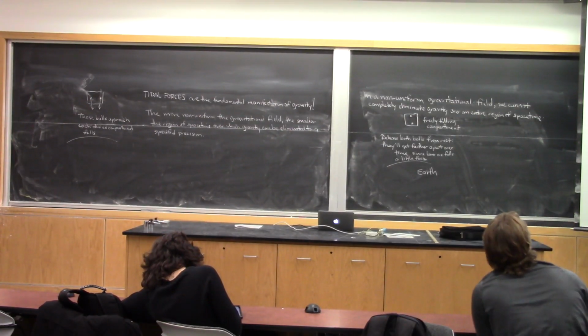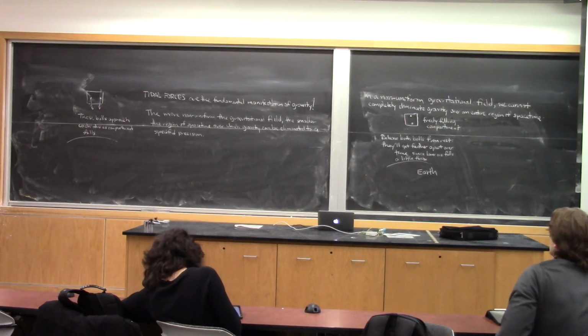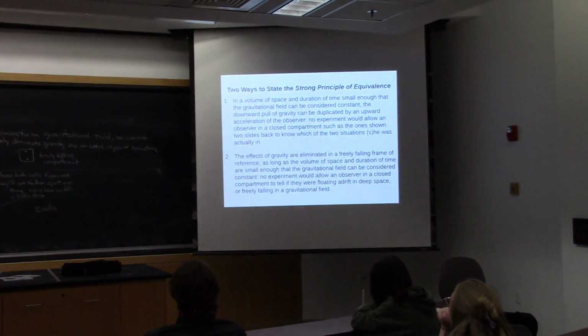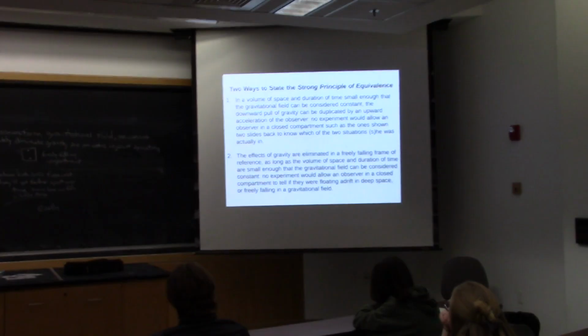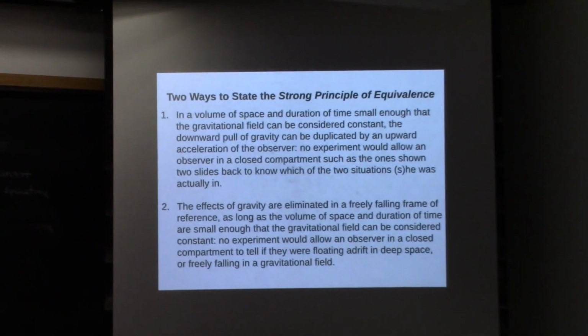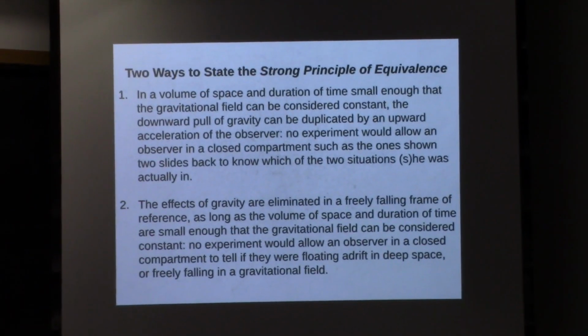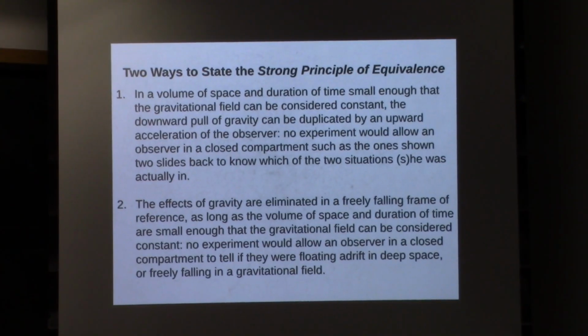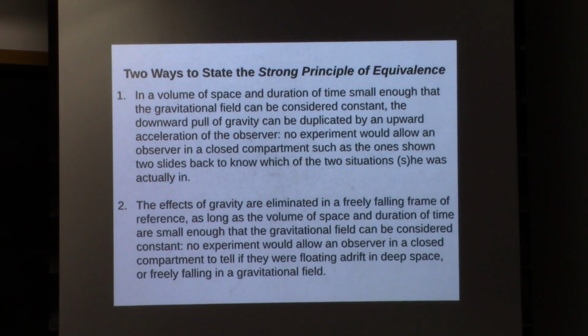So the weak principle of equivalence essentially just says you can eliminate the kinematic effects of gravity by going into a freely falling frame of reference, or duplicate them by going into a uniformly accelerating frame of reference. The strong in strong principle is the assertion that there's no experiment you could do that would let you know which situation you were in. So, two ways to state the strong principle of equivalence.